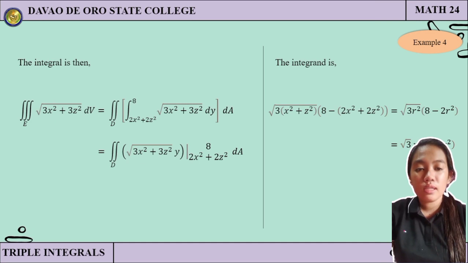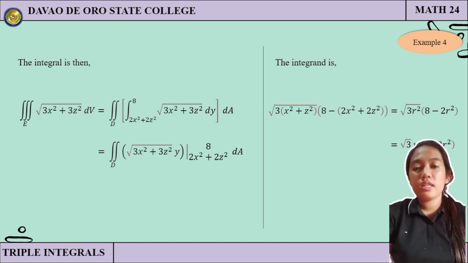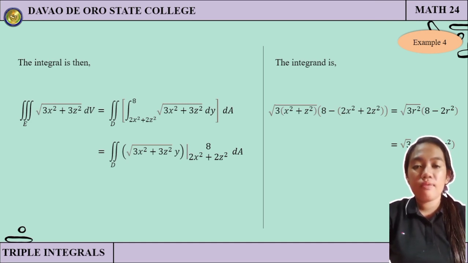So we have the double integral of y times the square root of 3x squared plus 3z squared evaluated from 2x squared plus 2z squared to 8. Simplified, we have the double integral of square root of 3 times the quantity of x squared plus z squared and 8 minus the quantity of 2x squared plus 2z squared dA. Now, since we are going to do the double integral in polar coordinates, let's get everything converted over to polar coordinates.